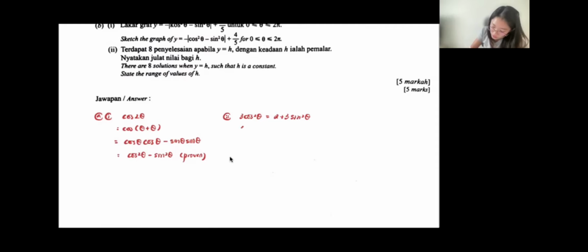So 3 cos squared theta, I move 3 sine squared theta here, equals to 2. Then I will factorize 3 out. Cos squared theta minus sine squared theta equals to 2. Then this one looks familiar, right? It is this. You can change it to cos 2 theta. So 3 cos 2 theta equals to 2, which means cos 2 theta equals to 2 over 3.